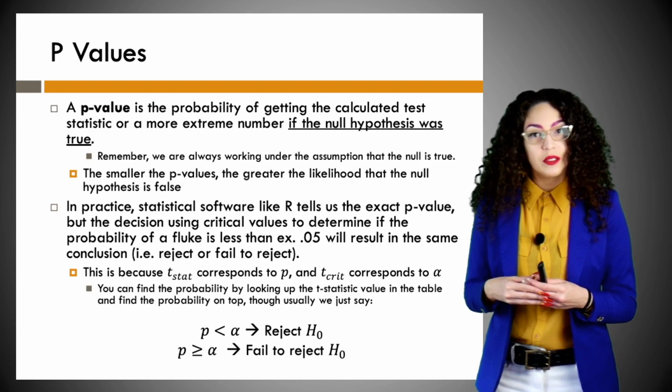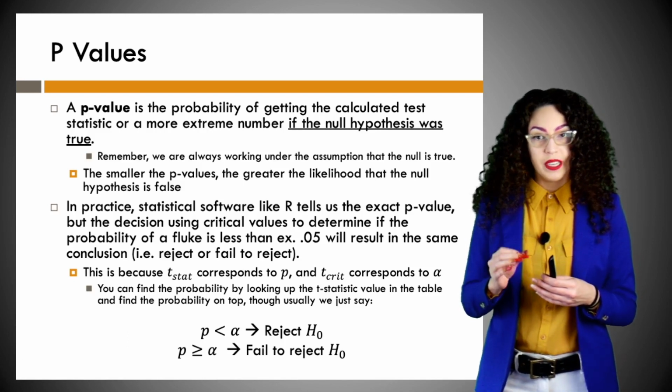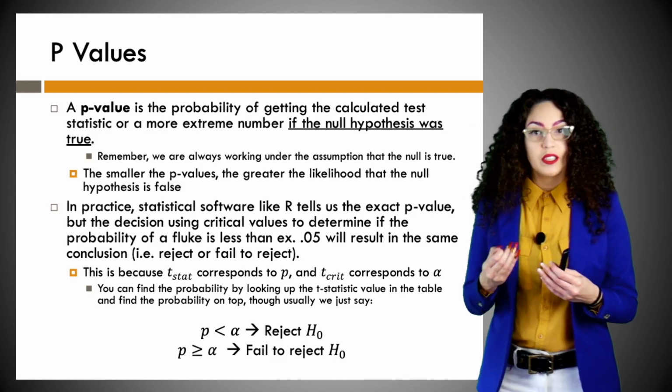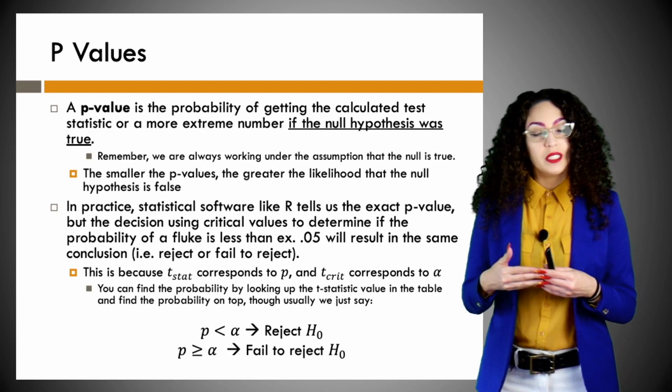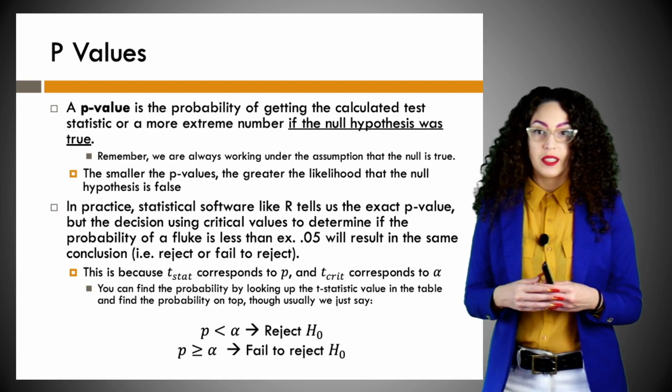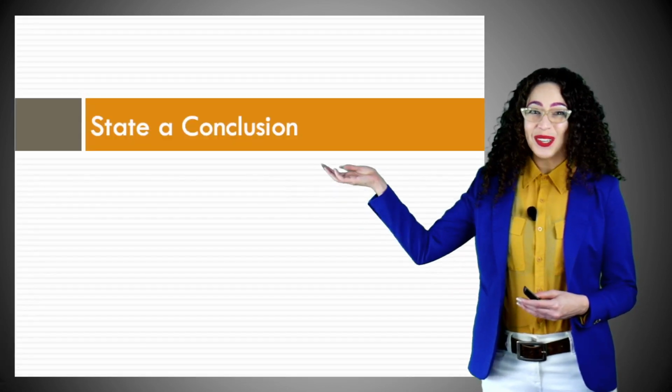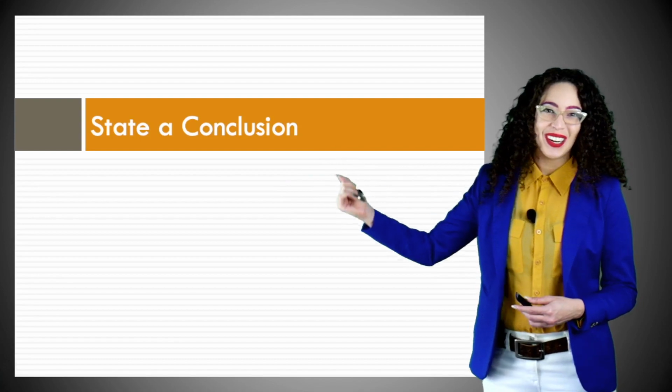In practice, statistical software like R tells the exact p-value, but the decision using critical values to determine if the probability of a fluke is less than 5% will result in the same conclusion. Reject or fail to reject. Stated conclusion! We're almost done! With this part at least.